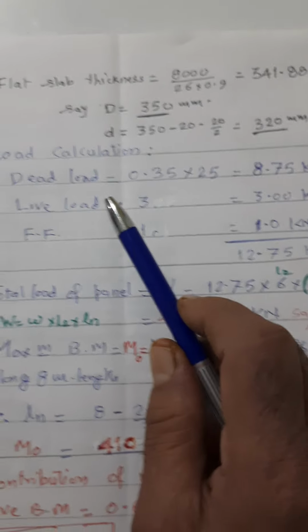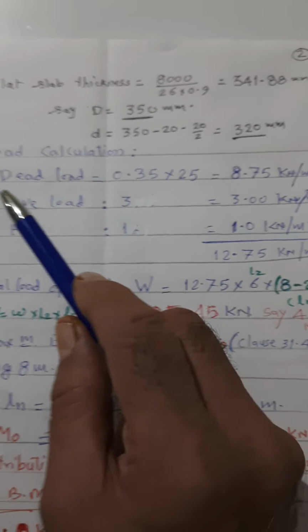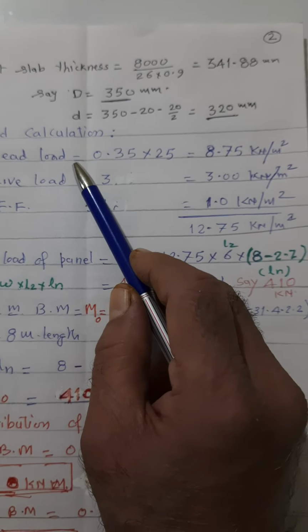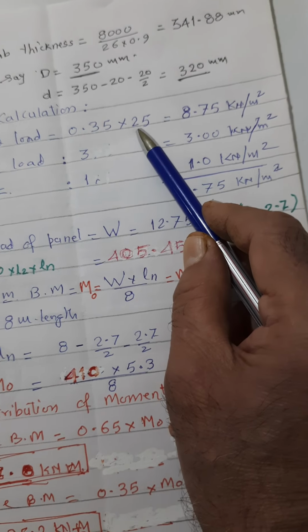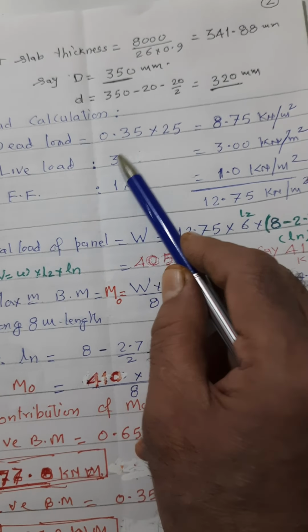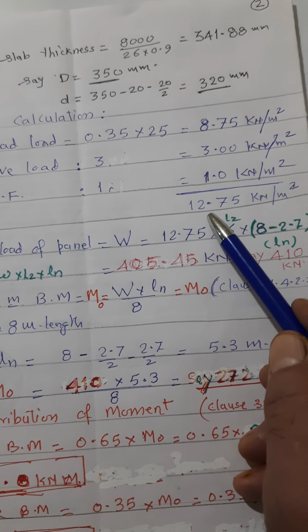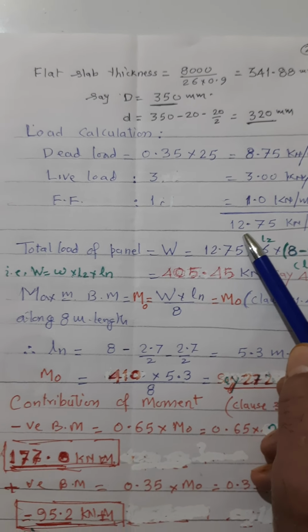Now we'll go for the loading calculation. Dead load, capital D into 25. Live load 3, floor finish 1, it comes out to 12.75.